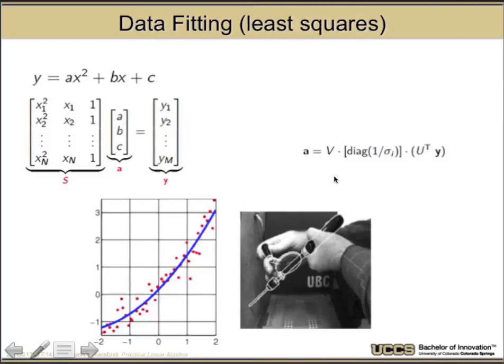Well, how do we do that? Well, in MATLAB, assuming I've done the SVD decomposition, I simply take U transpose Y, where Y is our right-hand side, times the inverse, 1 over the diagonal elements, times V, and that is our solution.